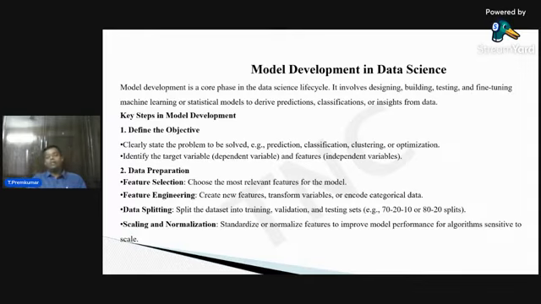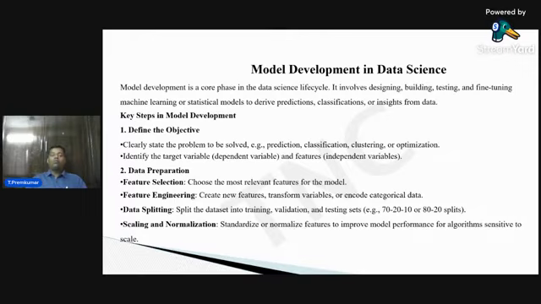And the next one we have is model development in data science. Model development is a core process as well as a phase in the data science life cycle. It involves designing, building, testing, and fine-tuning machine learning or statistical models to derive predictions, classifications, or insights from the data. So we know generally the modeling means designing, as well as giving an outline of a process or a model.